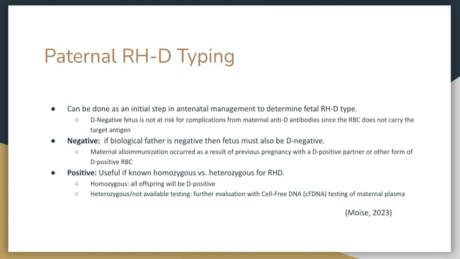But if the biological father is positive, it's helpful to know whether he is homozygous or heterozygous for RHD. If homozygous, all of his offspring would be positive, versus heterozygous. Or maybe testing is not available, or it is an unknown paternity, things like that. You would want to do further evaluation with cell-free DNA testing of the maternal plasma.